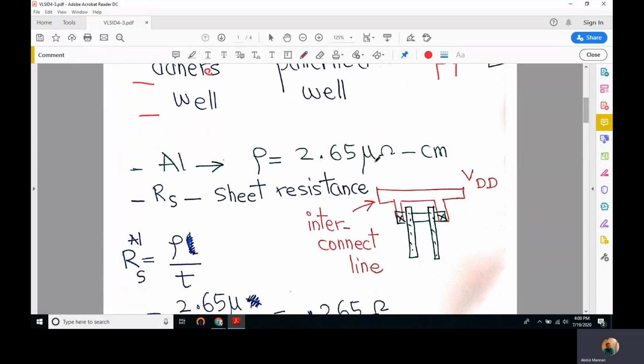Aluminium has a very small resistivity, rho is 2.65 micro ohm centimeter, and it gives us a sheet resistance. Sheet resistance means that, we know that the formula for R is rho L over A. Rho L over A, and this A in the denominator can be written as T times L.